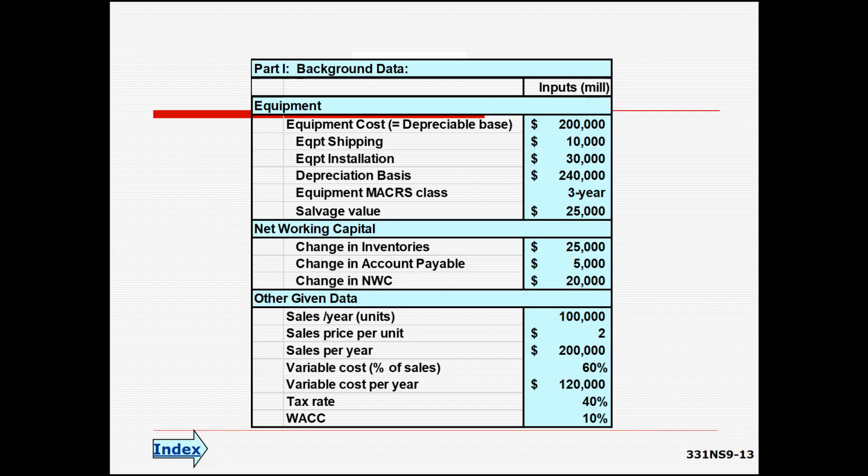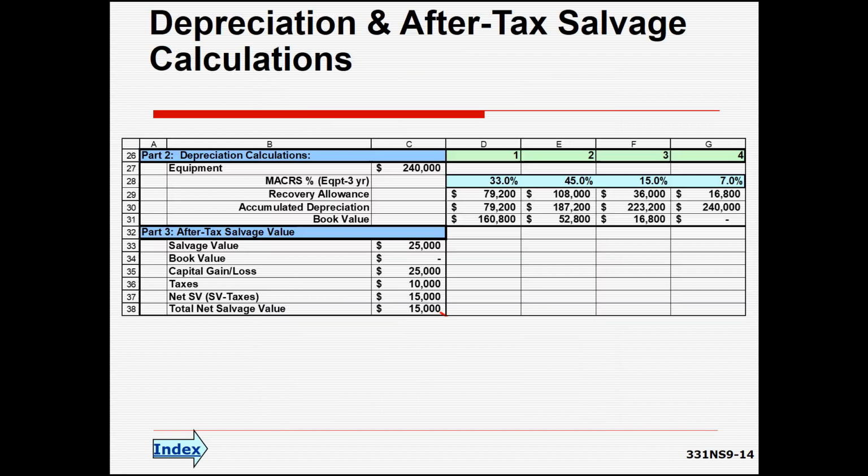This shows the top part of an Excel worksheet to set up and solve our project analysis. This displays all of the given data. In the real world, this is how you would want to set up this type of analysis. Putting all the given data at the top keeps it together, so if anything changes, you can change it in one place. This details the depreciation and after-tax salvage value calculations.